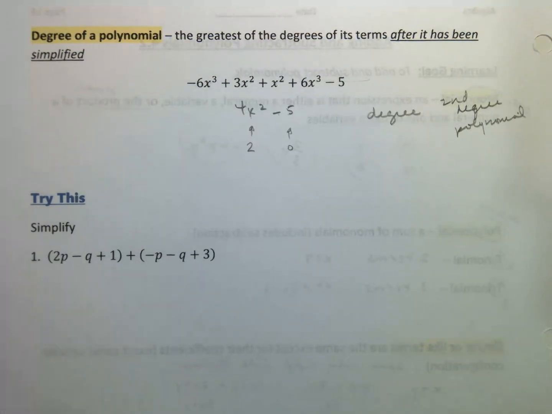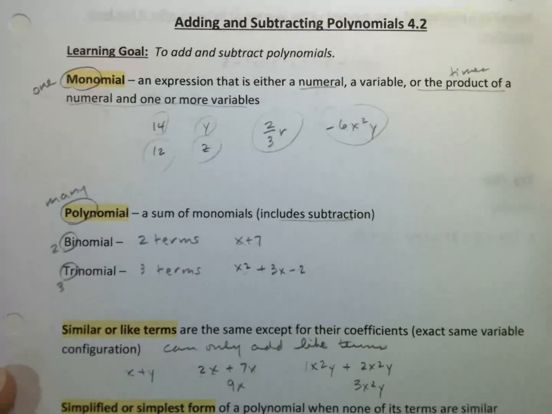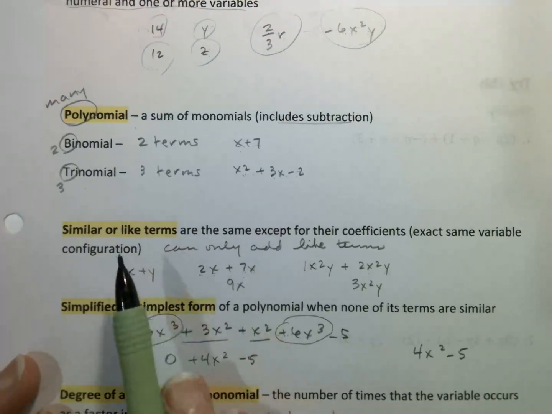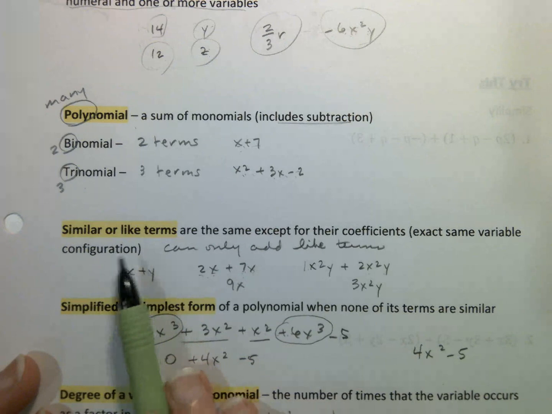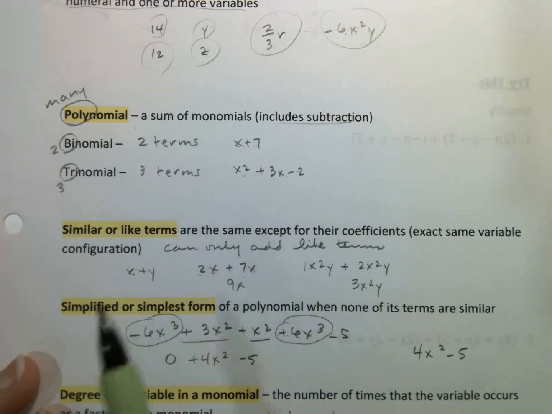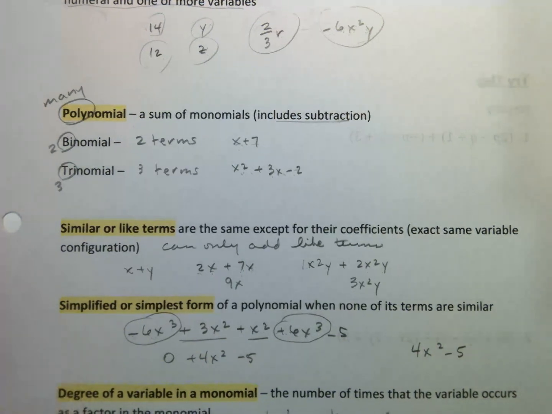Okay, so I said before that this lesson was on adding and subtracting polynomials. Okay, we haven't really done a whole lot of adding or subtracting. Okay, but the main thing you need to know about adding and subtracting polynomials is similar or like terms. You can only add or subtract similar or like terms, which means the variable combinations have to be exactly the same. If they're not, then you can't add them.